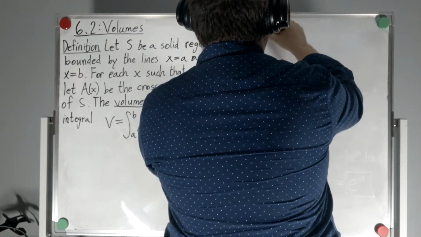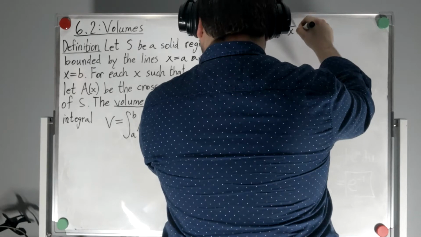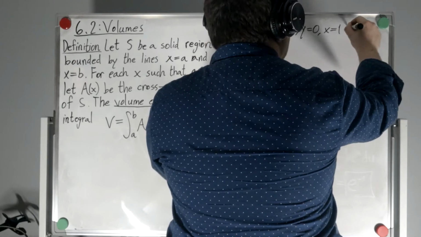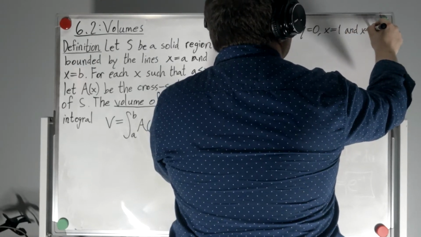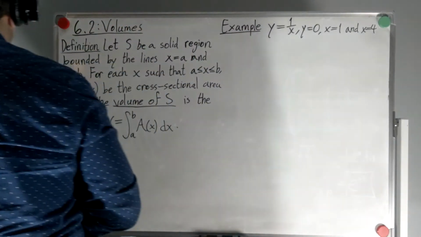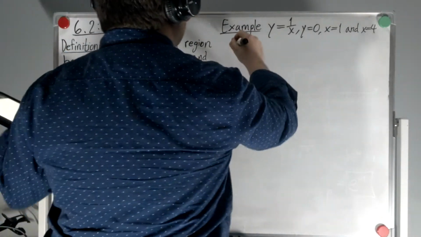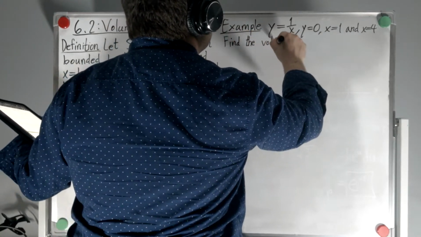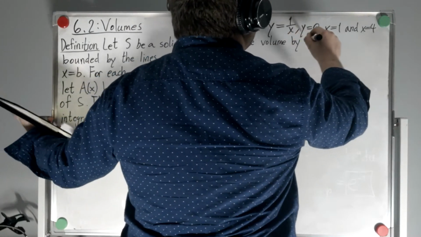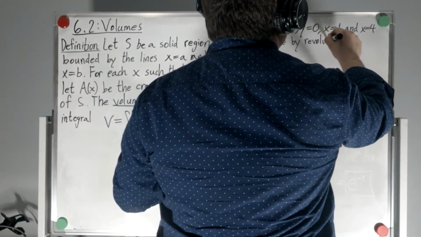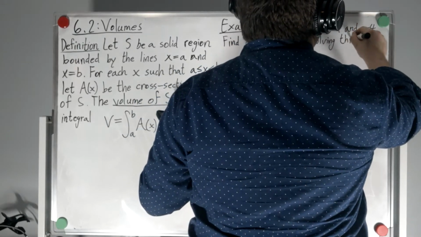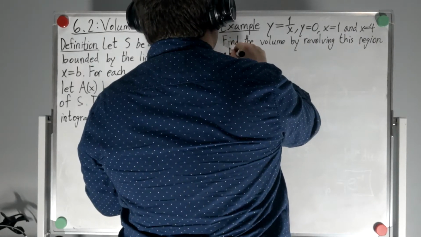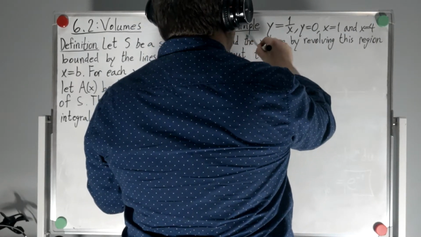So I've got the region bounded by y equals 1 over x, y equals 0, x equals 1, and x equals 4. Okay, so find the volume by revolving this region about the x-axis.